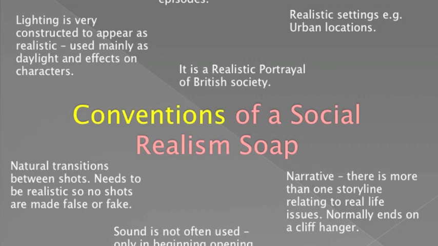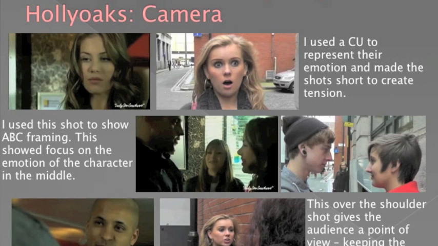Realistic settings are also used to highlight realism. I made similarities from a Hollyoaks trailer to my own to show the use of existing soaps. First we looked at camera shots in the soap, which we used, and then mimicked them in our own. I used a close-up to represent their emotion and made the shots short to create tension. I used this shot to show ABC framing. This showed focus on the emotion of the character in the middle. This over-the-shoulder shot gives the audience a point of view, keeping them intrigued.